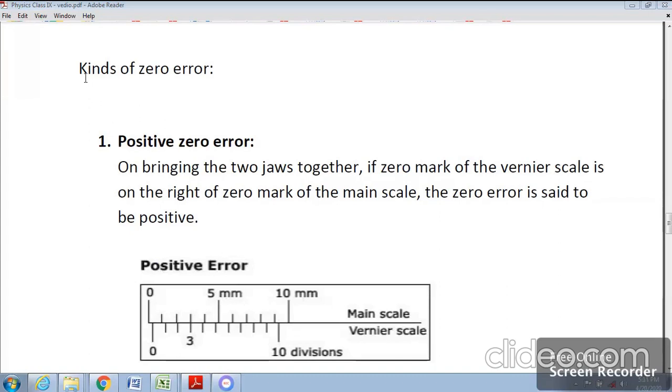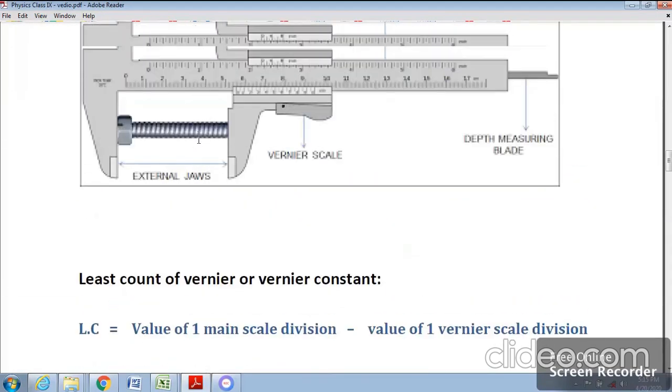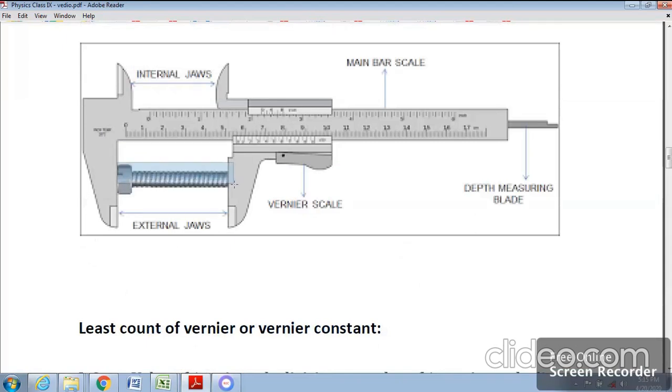So when we have to find the diameter of a sphere or the length of a screw, we will put the object in between the jaws of the vernier caliper, as you can see in the diagram. When we bring these two jaws closer to each other, there is a 0 in the main scale and a 0 in the vernier scale.